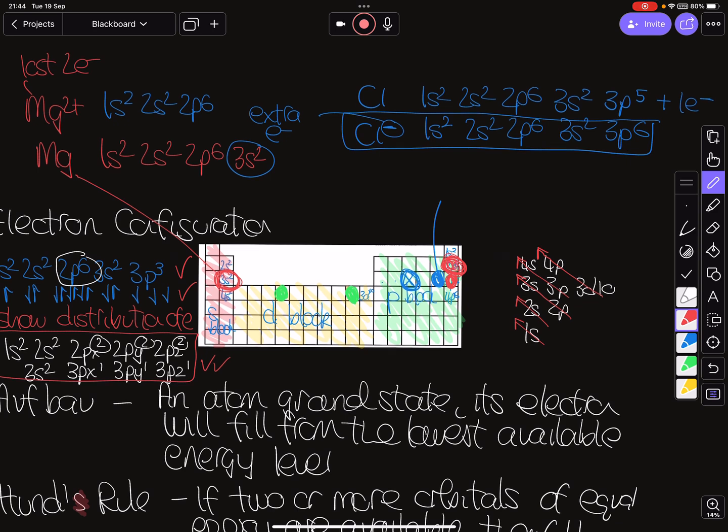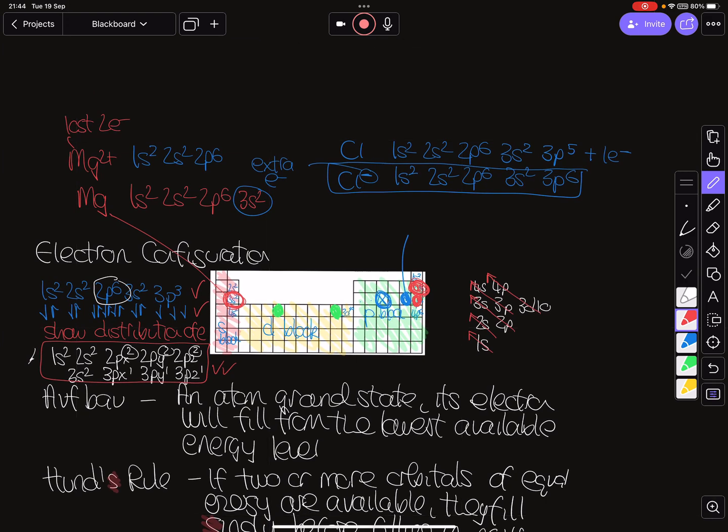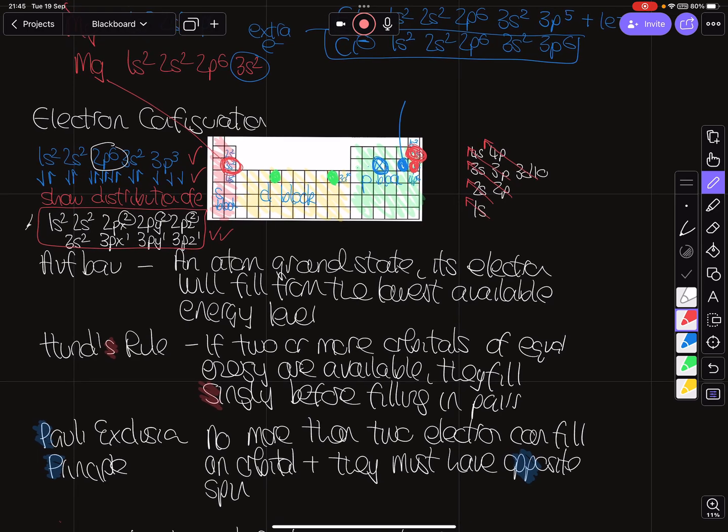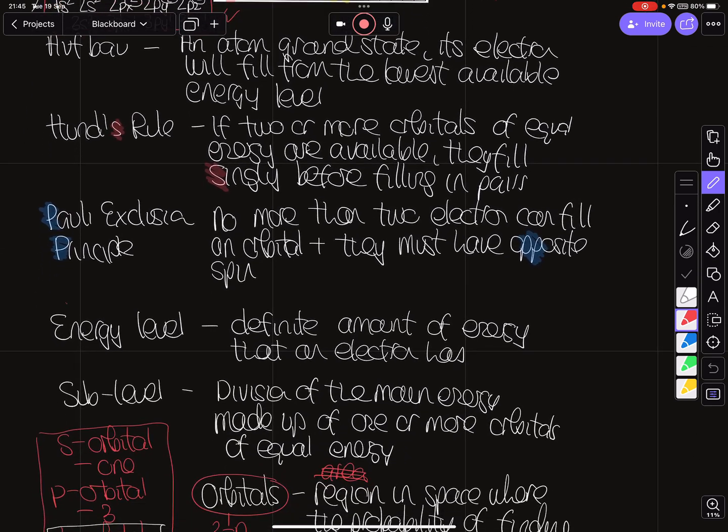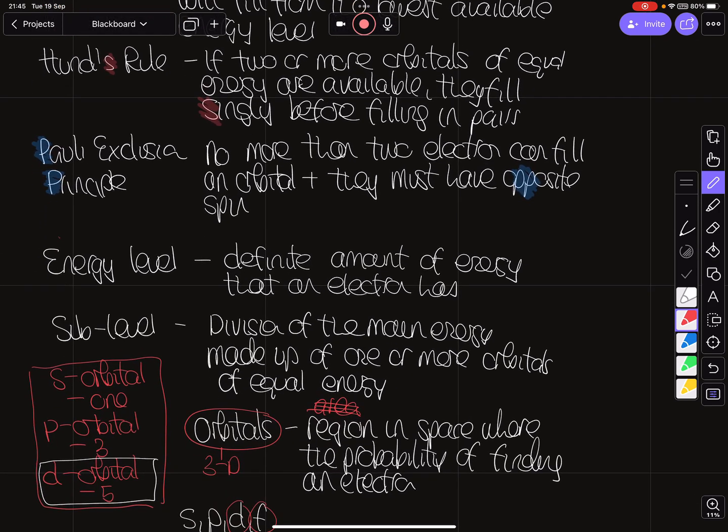So I hope this has been helpful. Learn your definitions and apply them. The Aufbau, the Hund's and the Pauli need to be learned so that you can apply them for yourself. Knowing these 3 definitions is very helpful because they're asked all the time, and then knowing how to use your electron configuration to get them will help you no end.